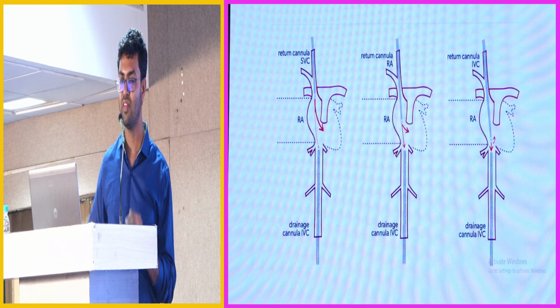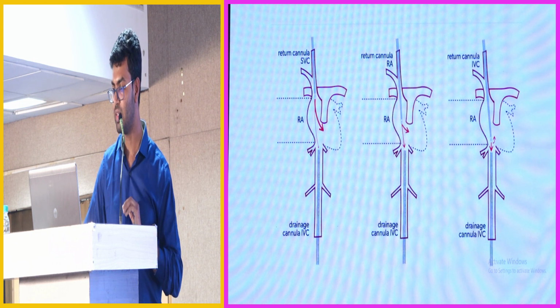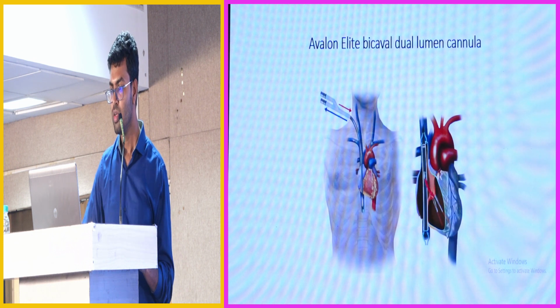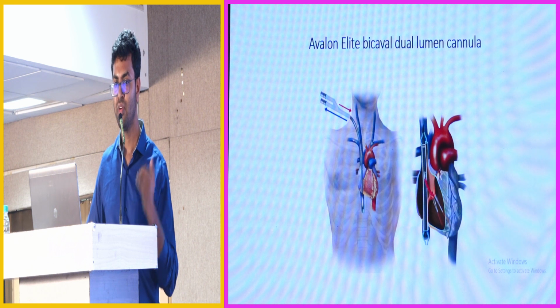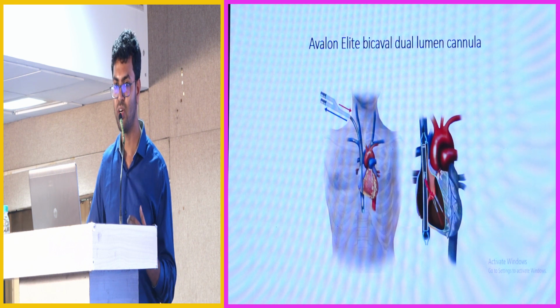So we have to have at least 8 to 10 centimeters of gap between these two. As I have told you, if you have two femoral cannulas, it is very difficult to walk. Even having one femoral cannula is sometimes difficult to walk. So what we can do is put a single cannula in the neck and start ECMO.